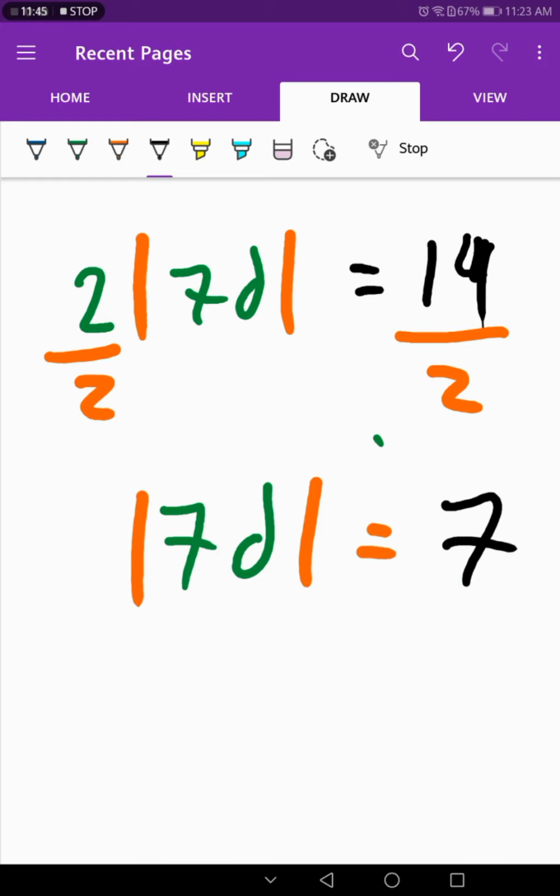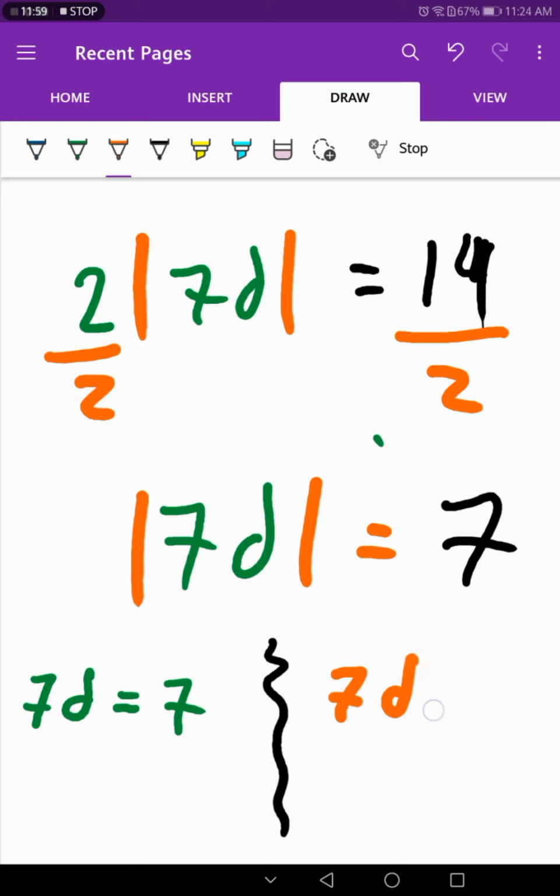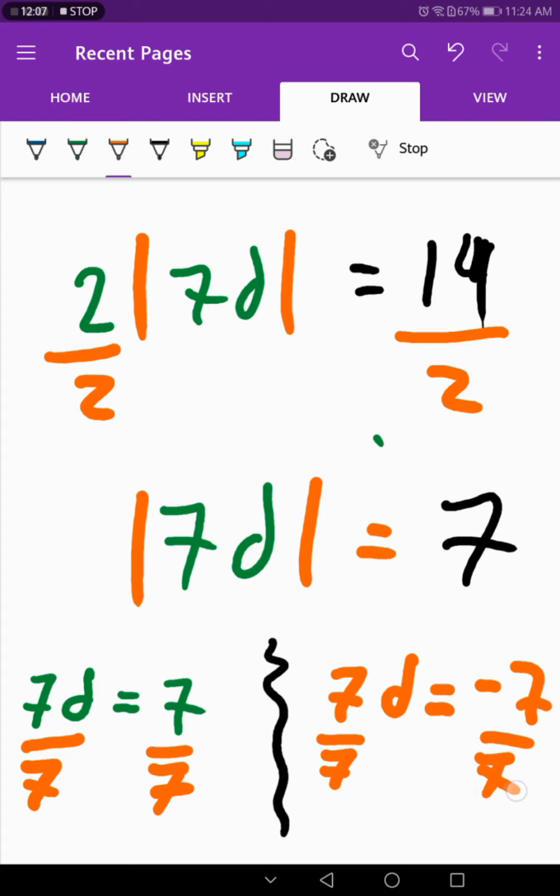Now, Faris? So now we will take it down as 7d equals 7. And the second one, Mahmoud? 7d equals negative 7. Now we divide by 7 here, and also here. So d equals 1 here, and d equals what here? Negative 1.